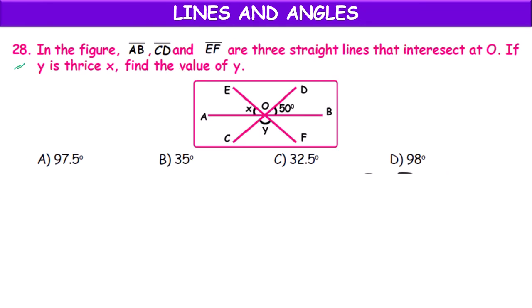Next one. In the figure, lines AB, CD and EF are three straight lines that intersect at point O. If Y is thrice of X, that is, Y equals 3X, find the value of Y.